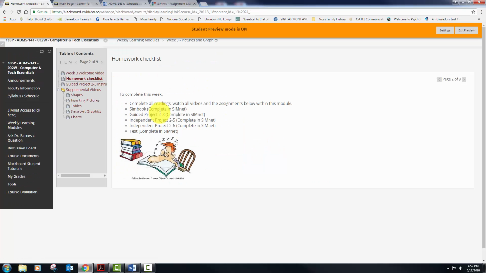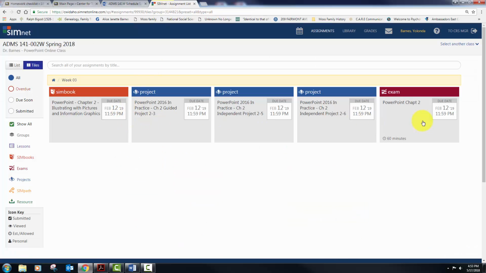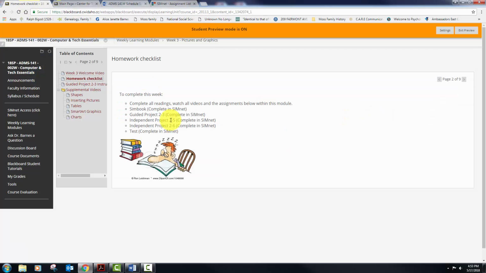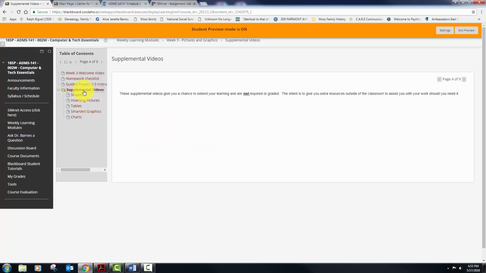Next, I have a checklist for homework. Again, these checklists mirror what is on the course schedule, including what is in SimNet that includes due dates. I also, to have some visual appeal, I use cartoons. To help students with their learning, I also include weekly learning videos. These videos can range anywhere from 20 to 40 minutes, but it just depends on that week's assignment. I also include other resources that students may find helpful but are not required.